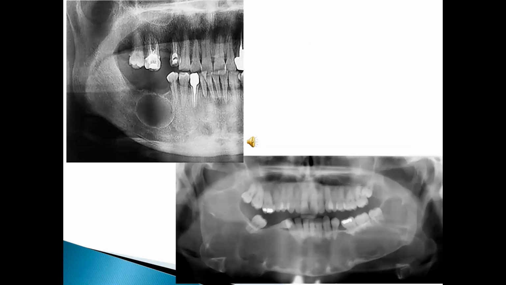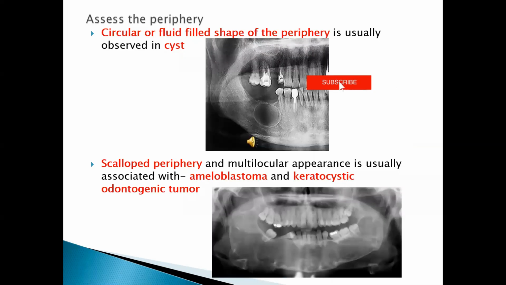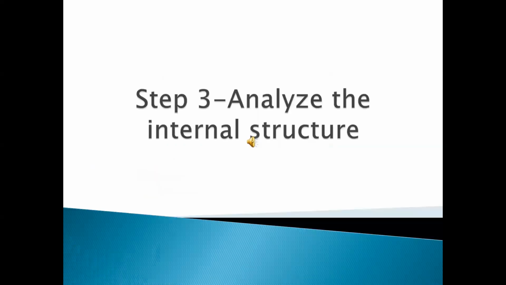You continue following the margin along the lower border of the mandible, you can see that it is scalloped throughout till it reaches the other end. So it can have a regular, smooth, well-defined margin or a scalloped margin. The smooth, well-defined margin is usually indicative of a cyst, whereas a scalloped margin is usually indicative of tumors such as ameloblastoma. Having looked at the periphery of the lesion, the next step is to analyze the internal structure of the lesion. Here we have four images.